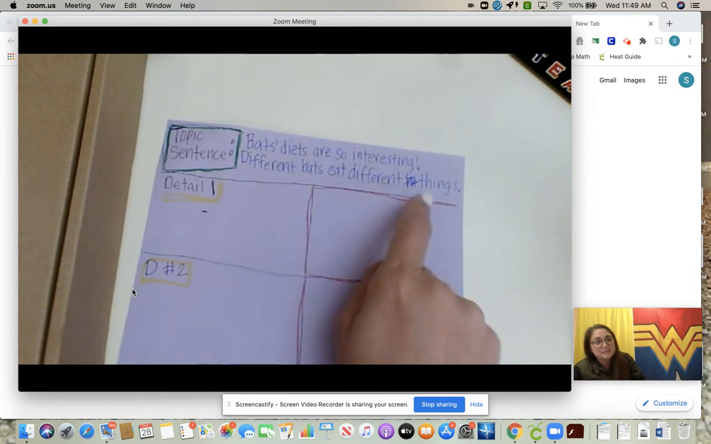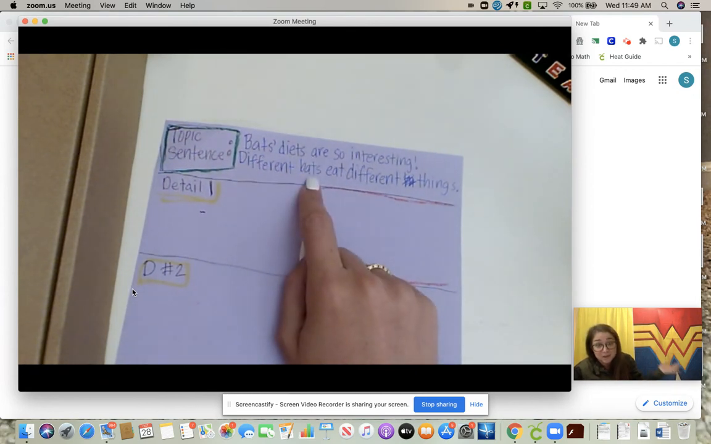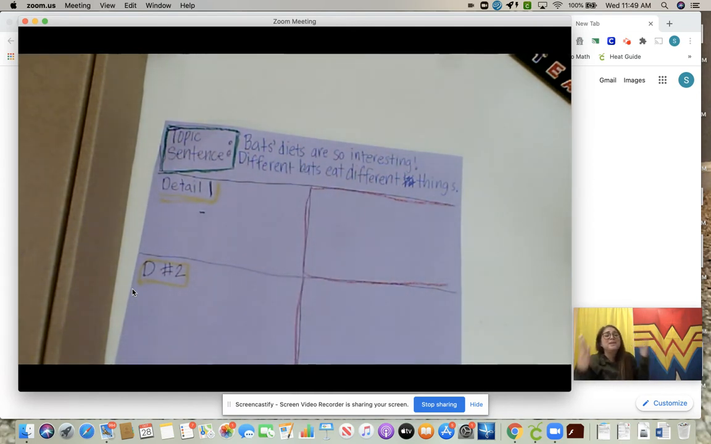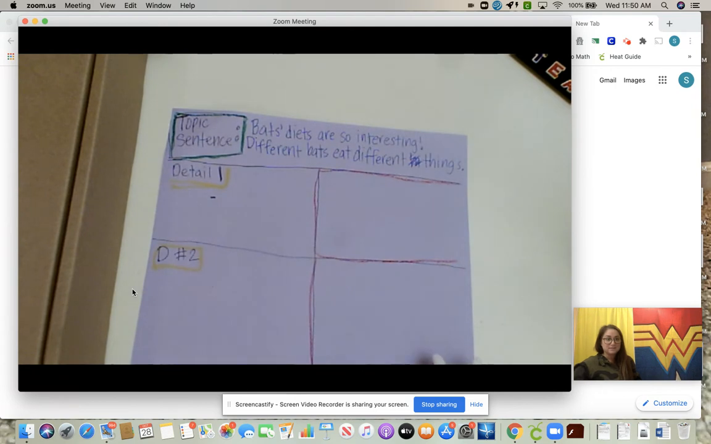Different bats eat different things. Oh, okay, so we're talking about what different bats eat. That works. But if you put them together, it's even stronger. Bats' diets are so interesting. Different bats eat different things. And then we're going to go into explaining, right?